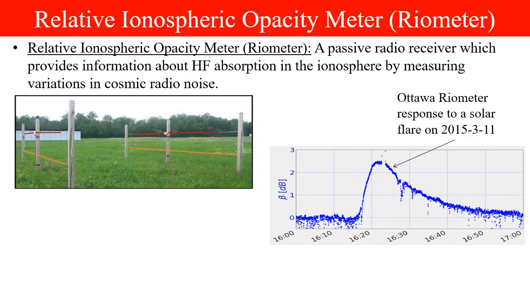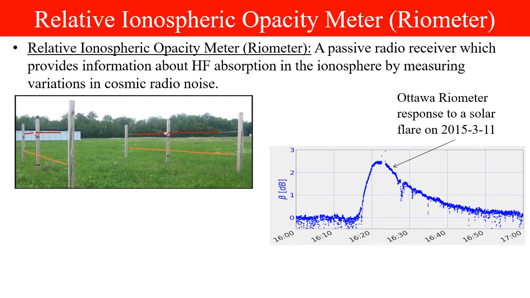So, a brief overview of the data sets we are using. We are using a riometer. It's a ground-based, passive radio system that provides information about the HF absorption in the ionosphere by measuring the variation of the cosmic radio noise. Here is one example from the Ottawa riometer station.